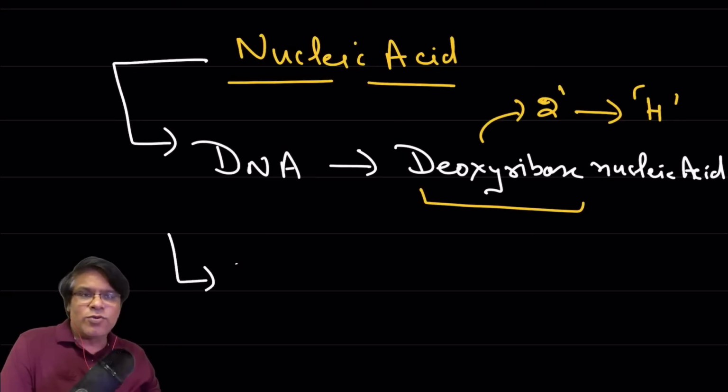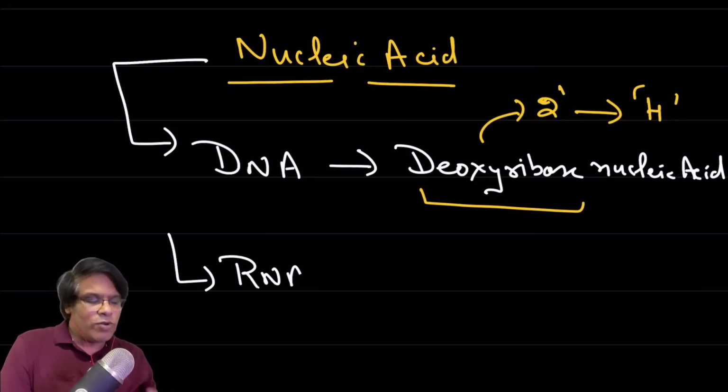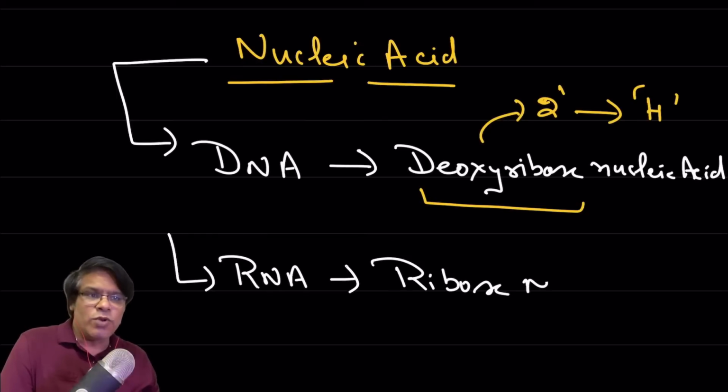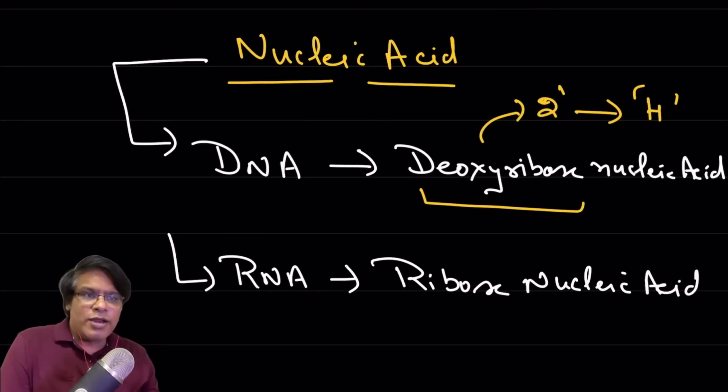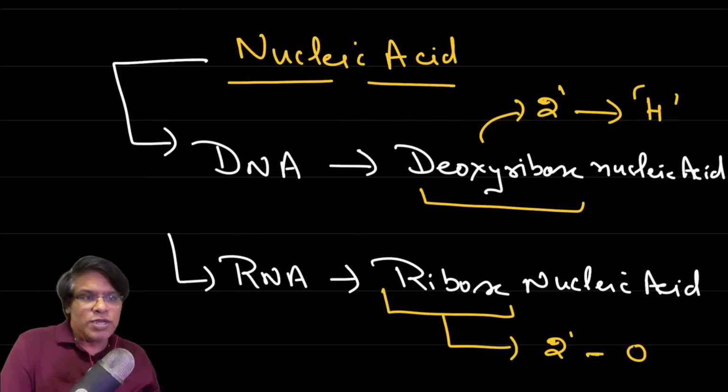While in the case of RNA, if you expand the RNA, it is ribose nucleic acid. In case of RNA, the sugar which is present is the ribose, and here you are going to see a hydroxyl group at the 2' position. So this is the basic difference between DNA and RNA.